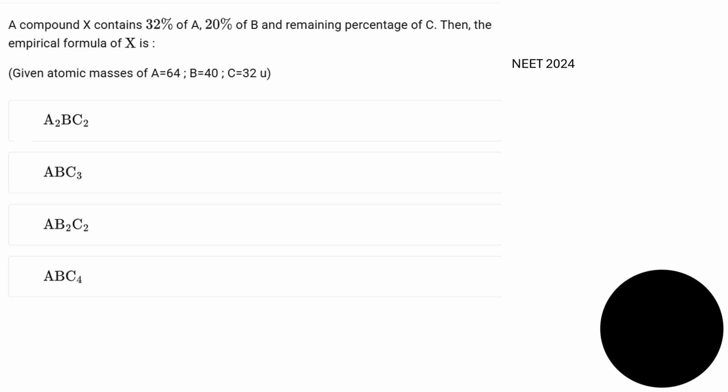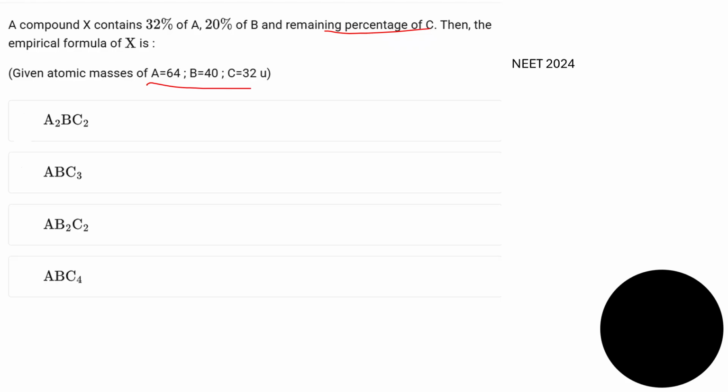This is the final question. This is a very interesting question. The compound X contains 32 percent of A, 20 percent of B, and the remaining percent of C. Then find the empirical formula of X. They didn't give the percentage of C. We need to find the percentage of C, and then we can write the empirical formula. That's it, clean and clear. And they have given a hint as atomic mass.